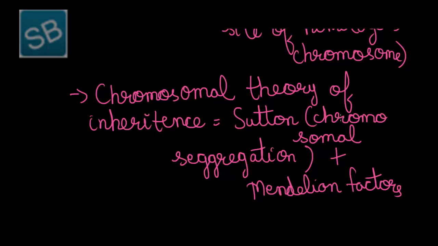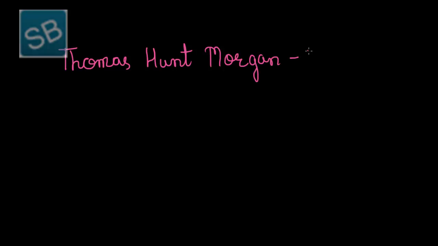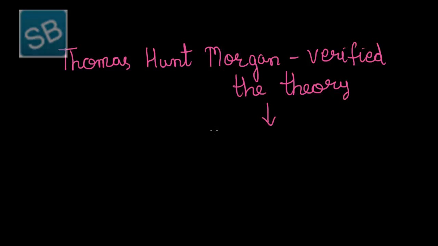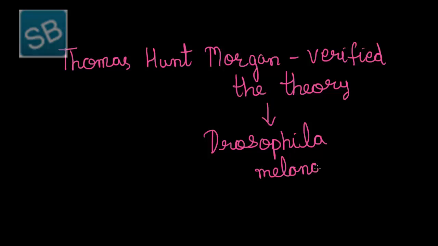On this basis, various aspects were also established which proved that the chromosomal basis underlies the laws of inheritance proposed by Mendel. This theory, with further time, was also proved by another scientist named Thomas Hunt Morgan, who verified the theory by working on the Drosophila fly, whose scientific name is Drosophila melanogaster, also known as the fruit fly.